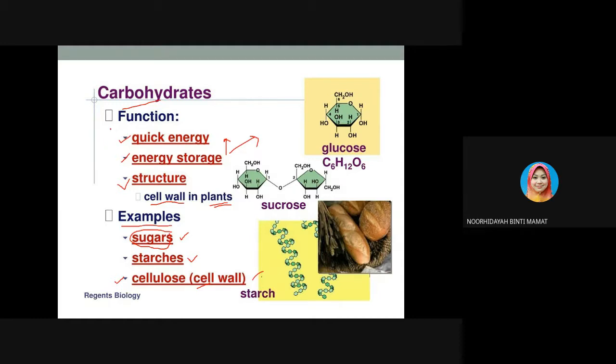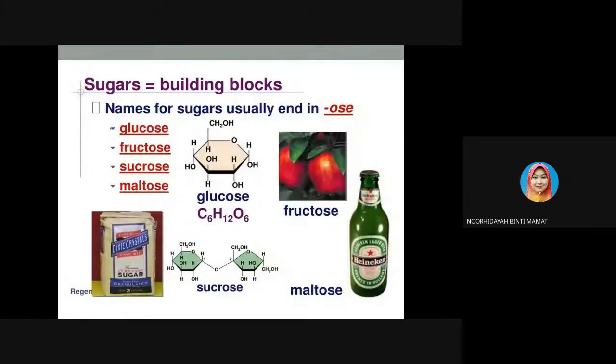Next we are talking about sugar. Sugar is actually the building block. Normally names for sugar usually end in -ose. For example, here we have glucose, and we also have fructose, sucrose, and maltose.